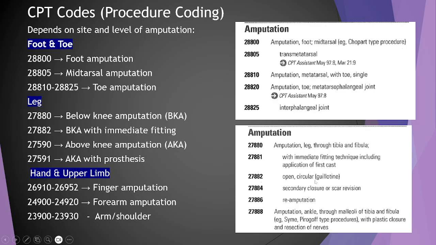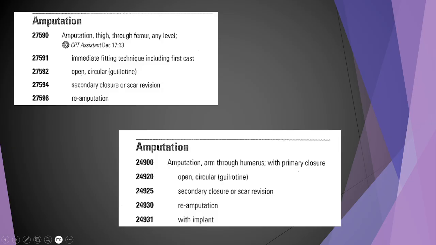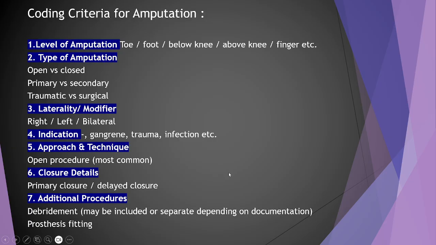Sometimes in the OP report, you can see not the open circular amputation, but the guillotine, or you can sometimes see the Chopart type of procedure. So you have to just remember that amputation of the foot at the metatarsal region is a Chopart type of procedure. Okay. So what were the criteria for the amputation? What were the keywords we'll see in the OP report?